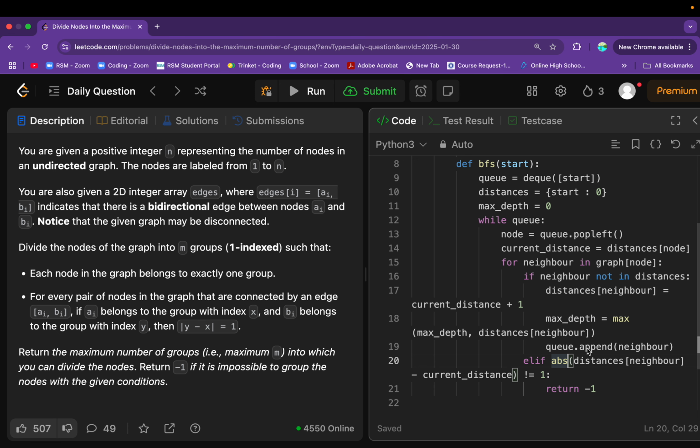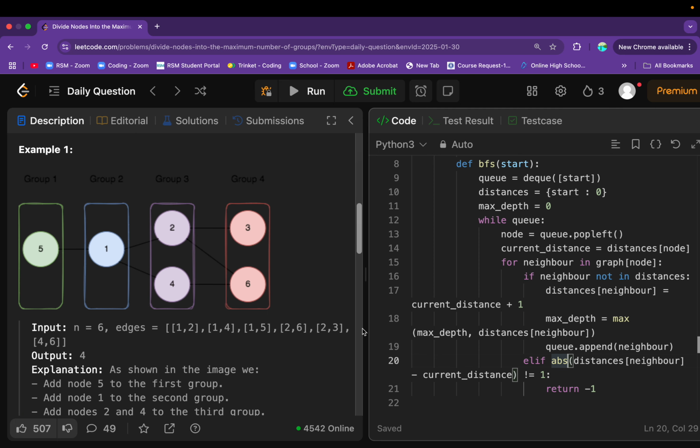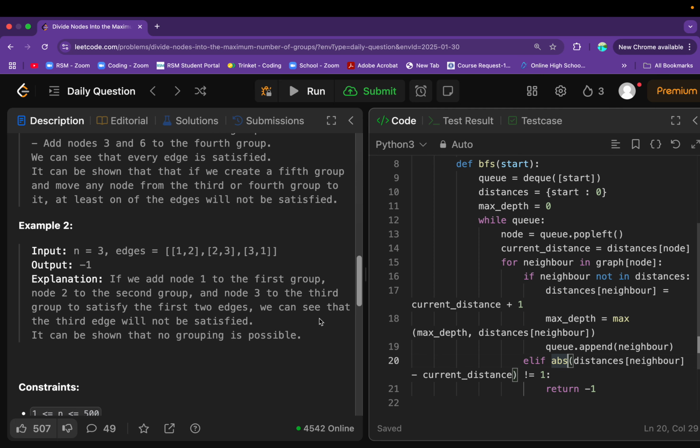They're sharing an edge, but they're not one group apart, like we saw in example 2, right? Nodes 1 and 3 were two groups apart instead of one. The difference between the current distance and the distances at that neighbor was not equal to 1. In this case, it was equal to 2, which we don't want, and so we had to immediately return -1. We found a conflict, basically checking that the graph was non-bipartite.